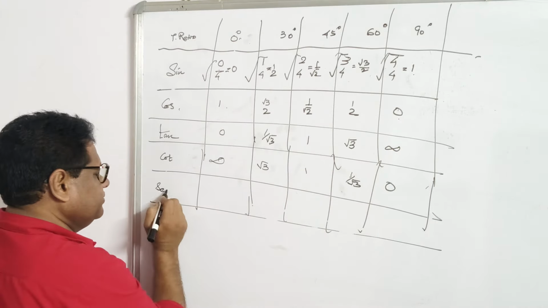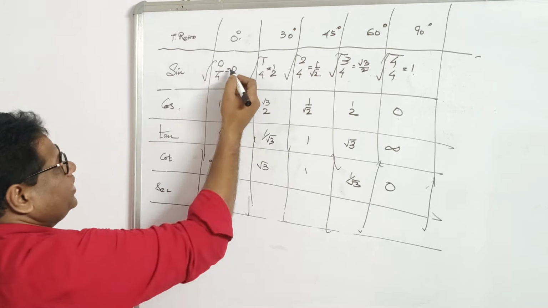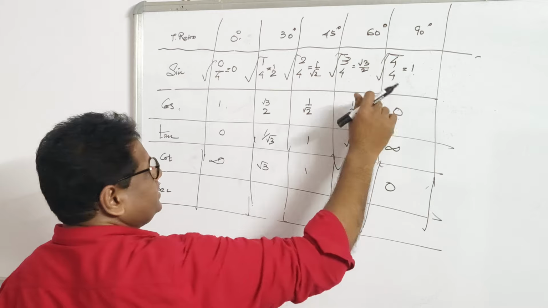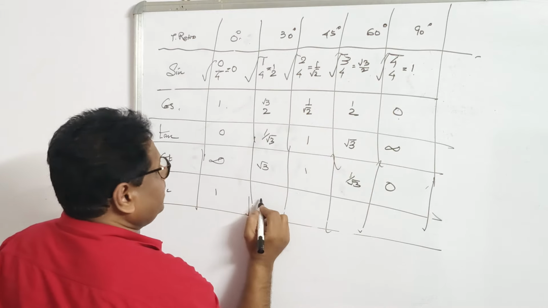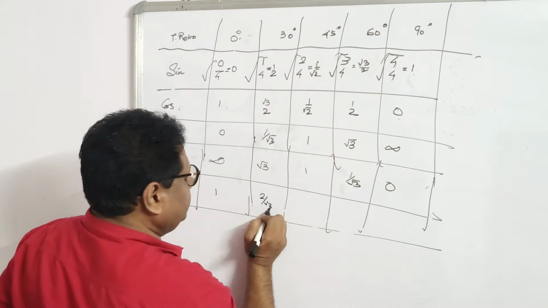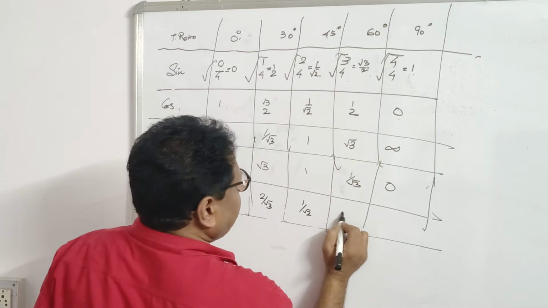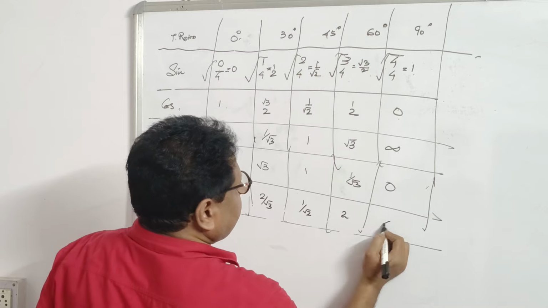Now for sec theta, sec of 0 degree, you know sec is the reciprocal of cos. So keep reciprocating all these numbers. Reciprocal of 1 is 1. This gives you 2 by root 3. Then we have 1 by root 2. Then we have 2. And 1 by 0 is infinity.